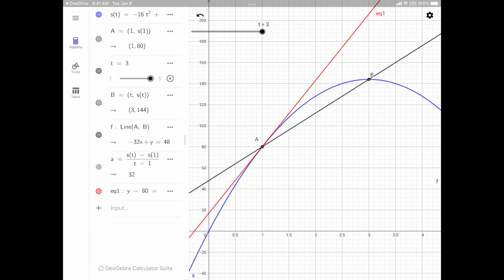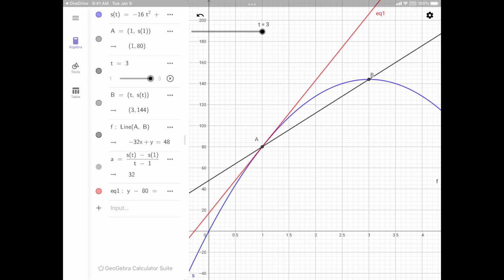Here we have the exact situation we were talking about before. This is a GeoGebra construction. I'll walk you through the left sidebar one at a time first. This first purple circle that you see filled in on the left side is s of t. It's minus 16t squared plus 96t, the equation of the height of the football. 1 comma s of 1 is point A that you see also in the blue graph.